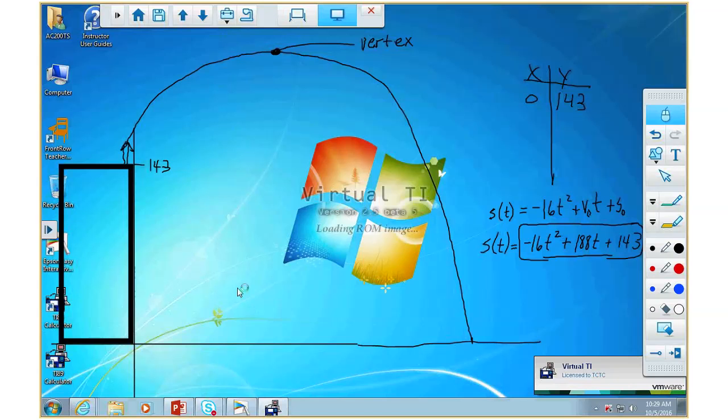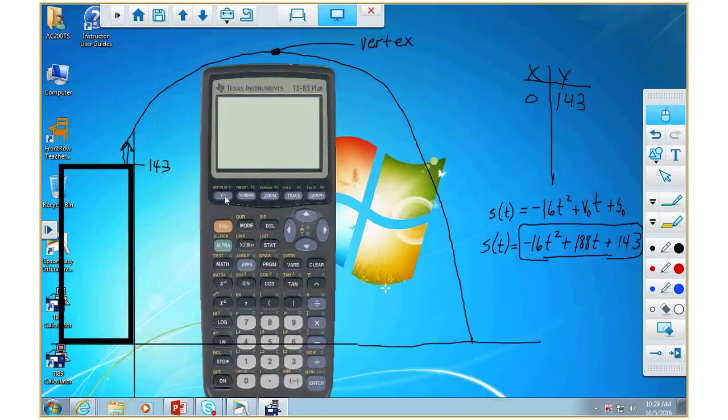And I'm not going to ask you to look at the graph. What am I going to ask you to look at? The table. 16t, you can do x if you want to, x squared plus 188x plus 143. And you go ahead and hit graph if you want to look at it, but it's not going to be way the heck up at 143. So hit table. Where's table? Second graph. Okay, thank you. Second graph, and there's the numbers you need.